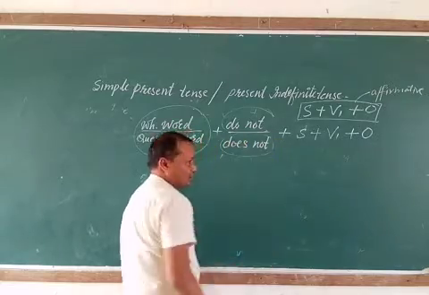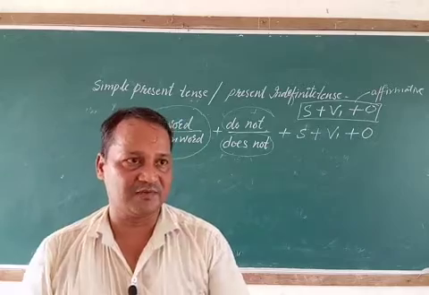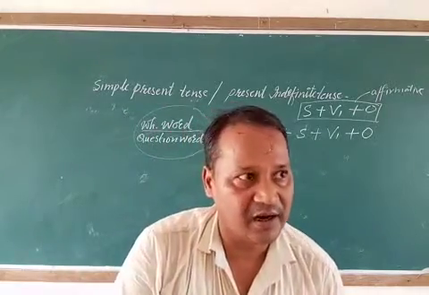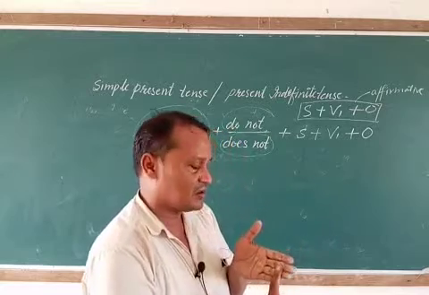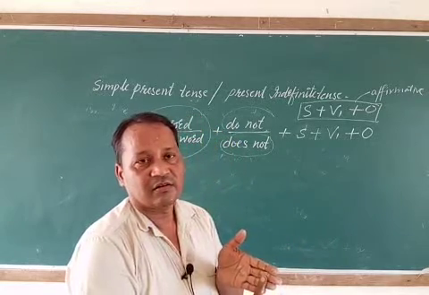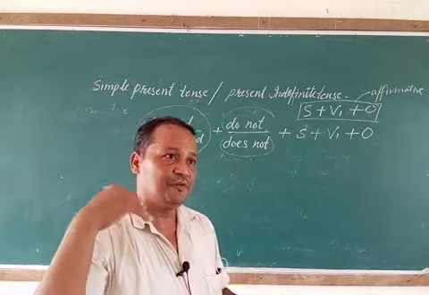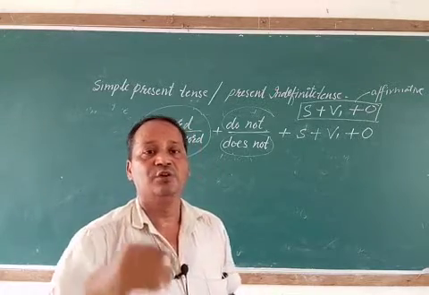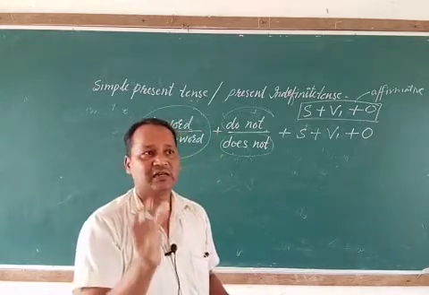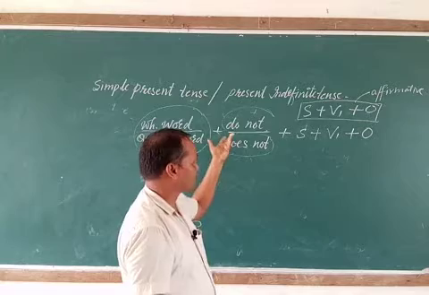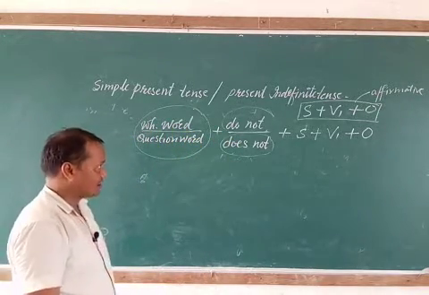So if you recall the order of the affirmative sentence, if you learned it by heart, subject plus first form of the verb plus object, then if you are going to make it a question, you have to add only two words, question word plus do or does, and it will become a question. So let's see by example.